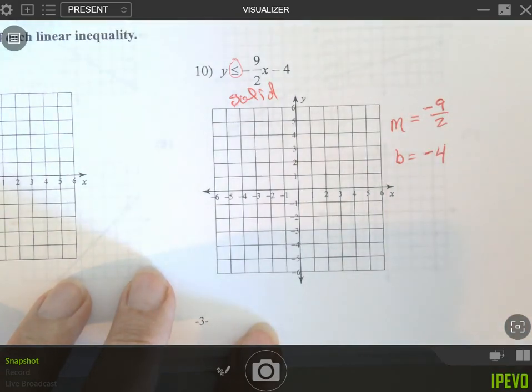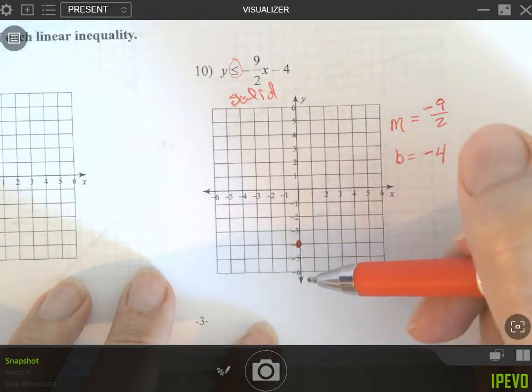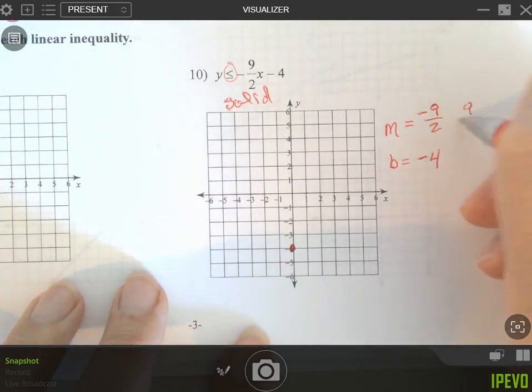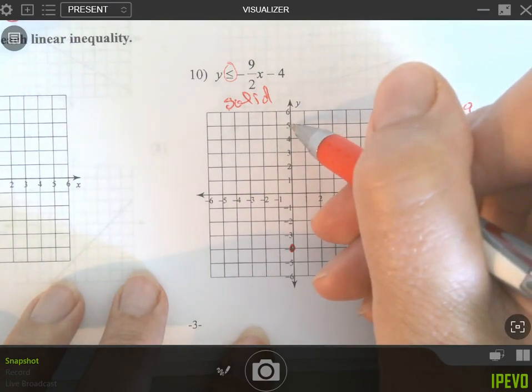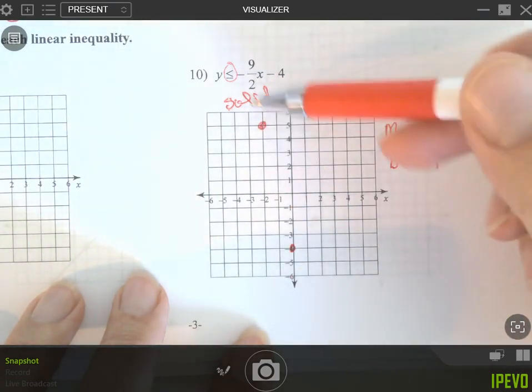negative 4. Okay, so when I put my point at negative 4, I'm definitely not able to go down 9. So I'm going to go ahead and flip it. As long as one of my numbers is negative, I'm good. So I'm going to go up 1, 2, 3, 4, another 5, and then left 2. So my line should be dropping.